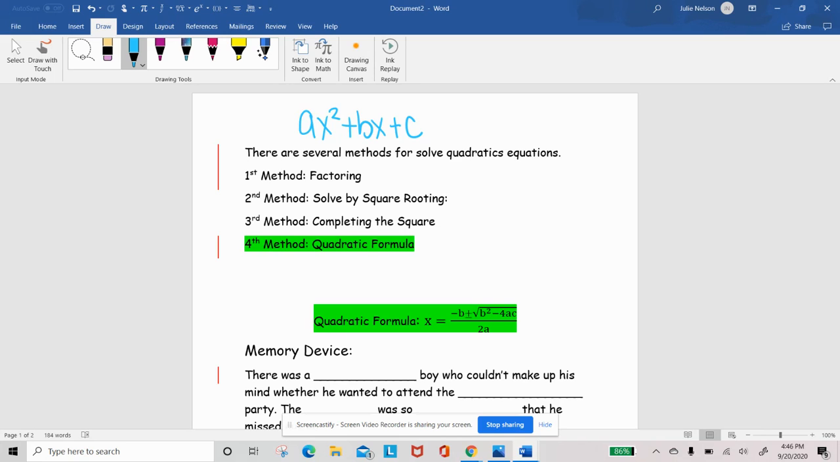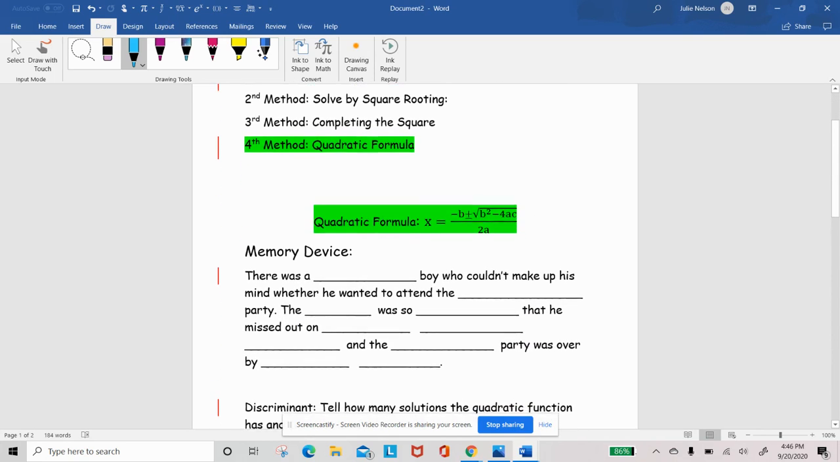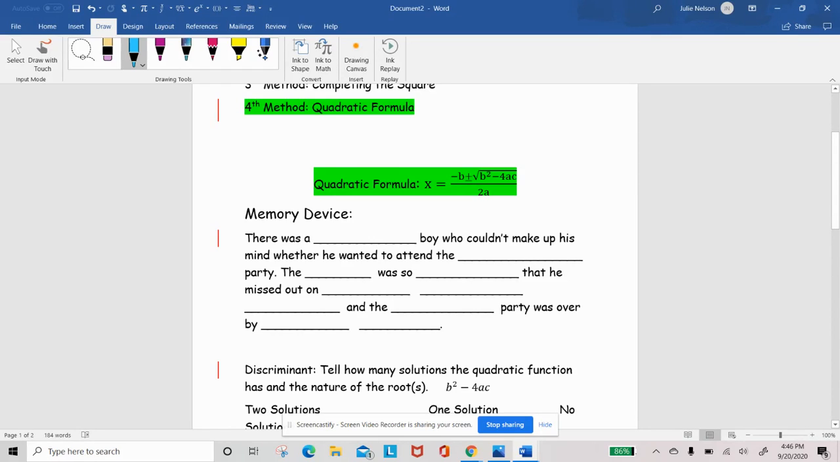If you take a look at the highlight, this is the quadratic formula: x equals negative b plus or minus the square root of b squared minus 4ac, all over 2a. Sometimes it's hard to remember, so we have memory devices that help us remember things, right? This is what I learned when my niece was in 8th grade and learning about quadratic formulas. There once was a negative boy.